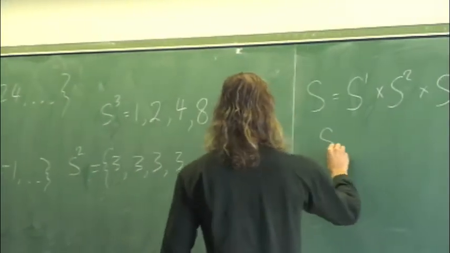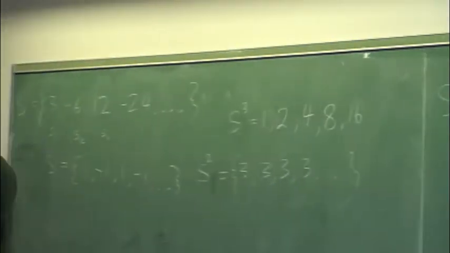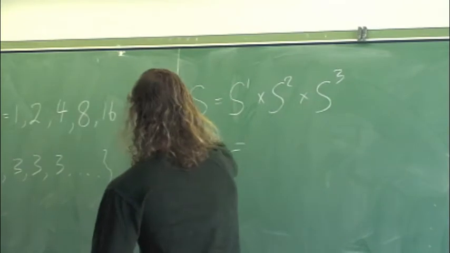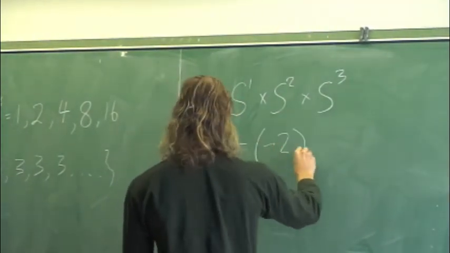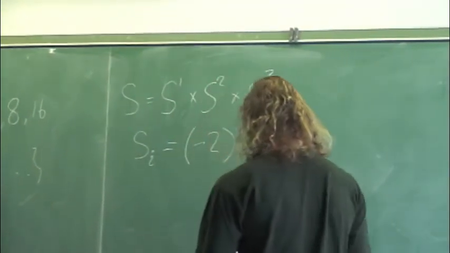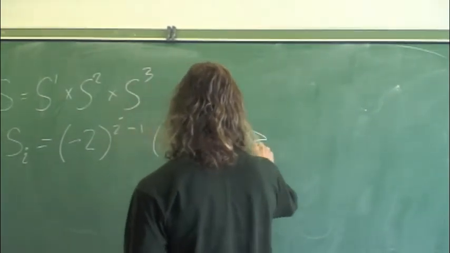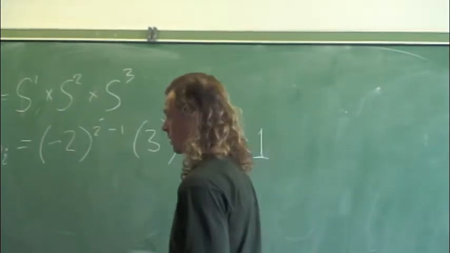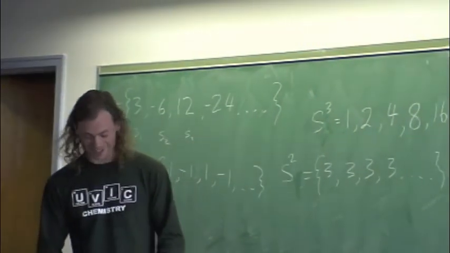And so I can write that some term I, this is going up by powers of 2, so I come up with this formula for any I in the set that's equal to or greater than 1. I hope that's kind of clear now.